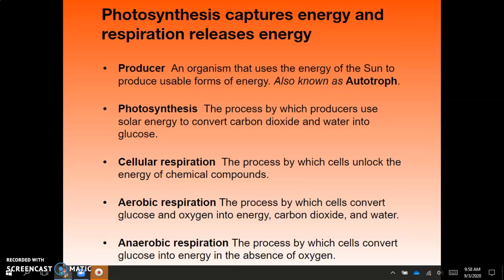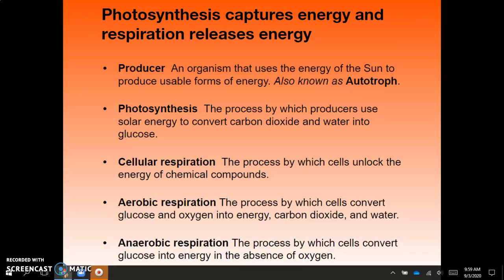Cellular respiration is the process by which cells unlock the energy of chemical compounds. And remember, for us, cellular respiration happens in our mitochondria. It's when we create ATP, and then carbon dioxide is a byproduct of that. So we breathe in oxygen and we release CO2 after we have created our energy in our cells.